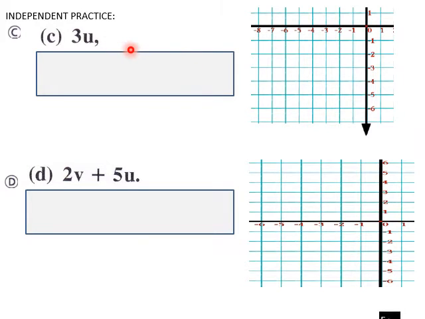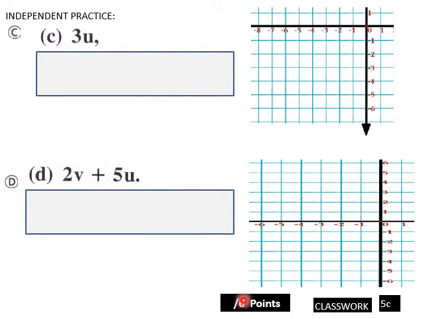And then over here, I'm going to let you do these on your own, students. This is 6 points here for these two, 3u, and then 2v plus 5u. If you need more room, attach a sheet. So there's your C and D.